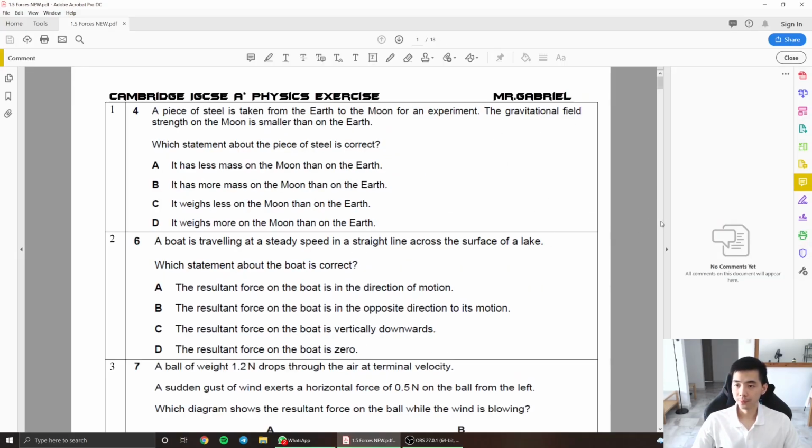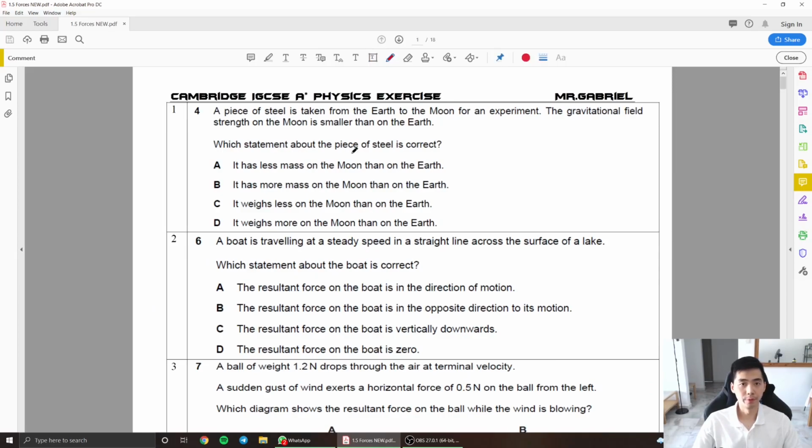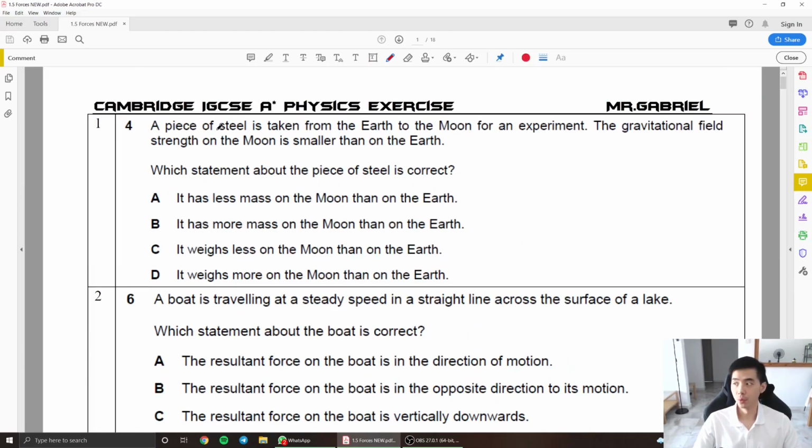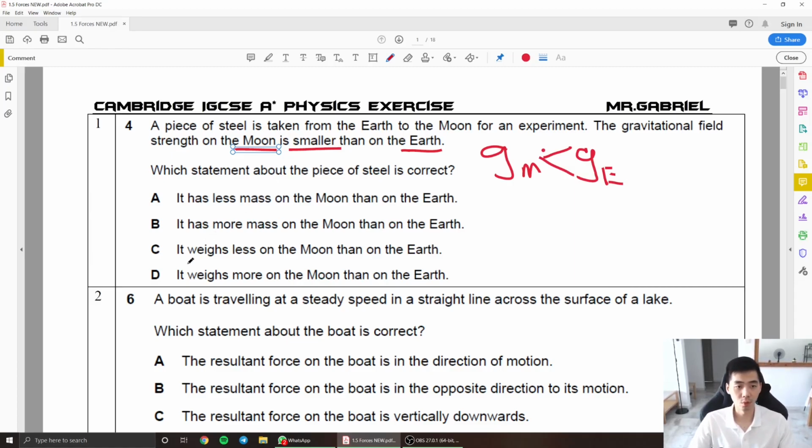Okay everyone, let's go through 1.5 forces together. If you look at this question here, what do they want from you? A piece of metal is taken from Earth to the moon for an experiment. The gravitational field strength of the moon is smaller than the gravitational field strength of the Earth. Which statement about the piece of steel is correct?